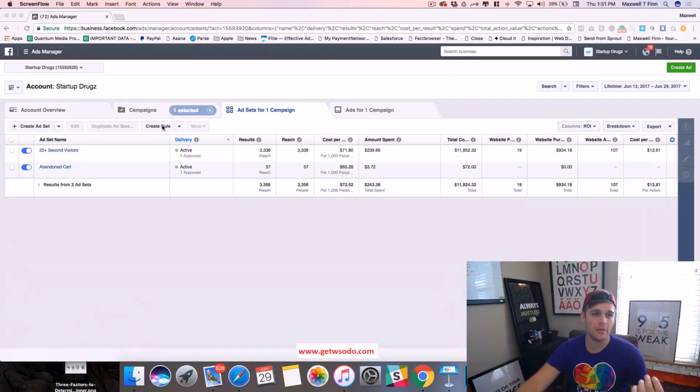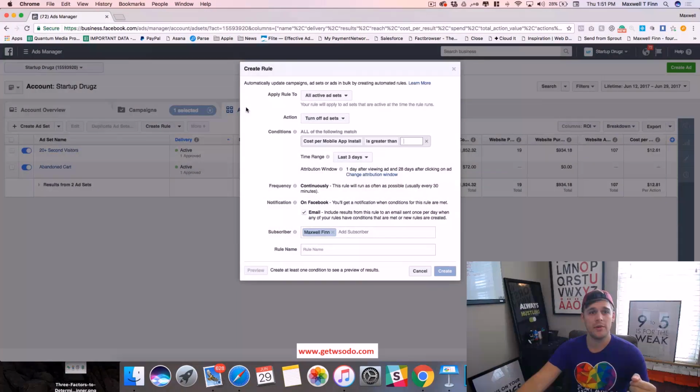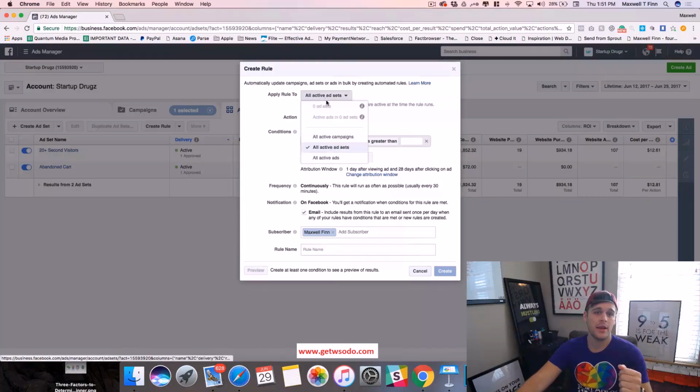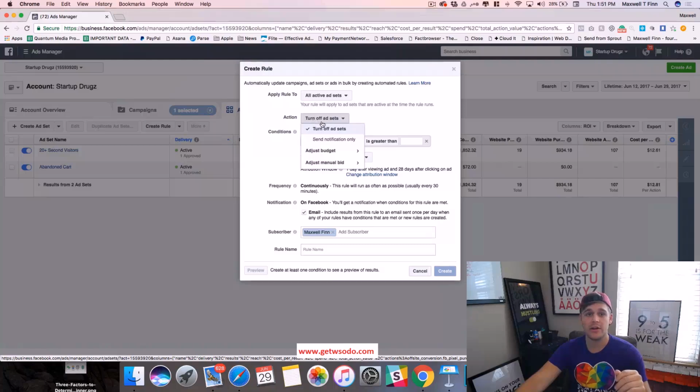Right here you can see an example. So we're in one of my reach-based retargeting campaigns, a small budget retargeting campaign. And under this campaign, you'll see that we can create rules. Within this modal, you can see all the options. Where am I applying the rule? What action am I taking? And then what conditions am I looking for to determine whether I should take that action or not. Within rules, you can apply them to all active campaigns, all active ad sets, all active ads, or you can select specific ones to look at. There are various actions here. The most common is turning ad sets off.